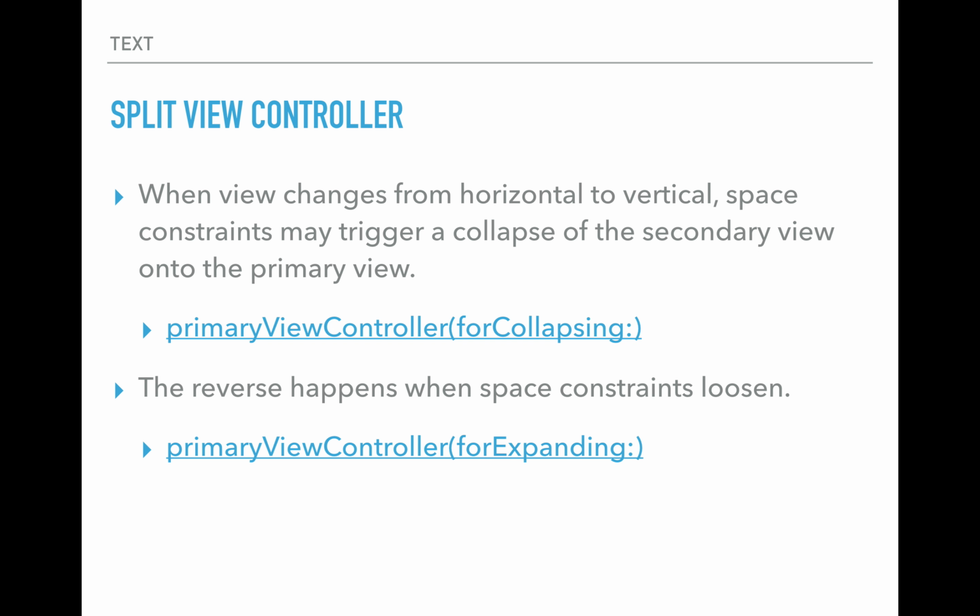Something else you can do is when the reverse happens. When you go from a scenario where primary is on top of the secondary or vice versa, and then you switch to landscape, it sort of expands, right? Similarly to the for collapsing, you have a for expanding function that you can override to maybe bring back that view controller that you aren't pointing to anymore, or if you wanted to do some other functionality when that expanding happens. Alright, cool, that was a mouthful.